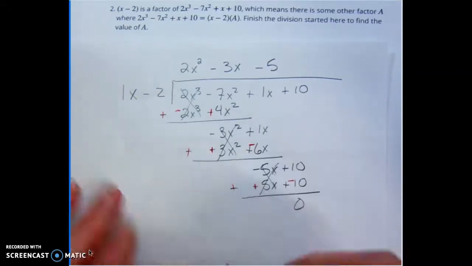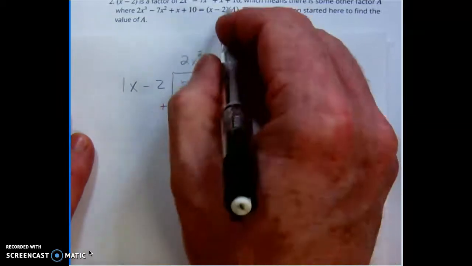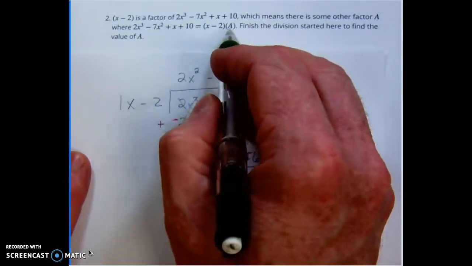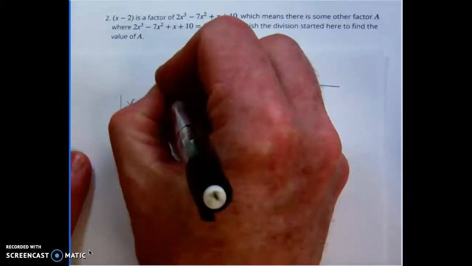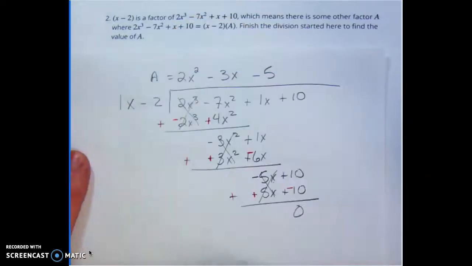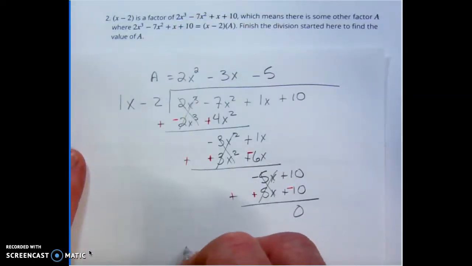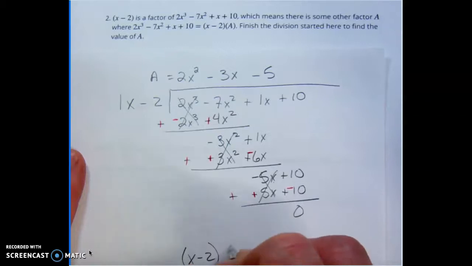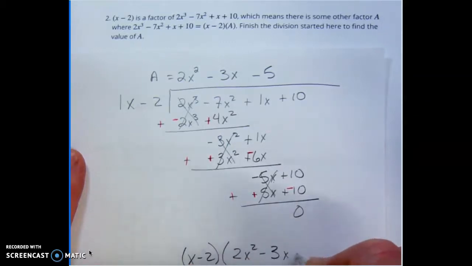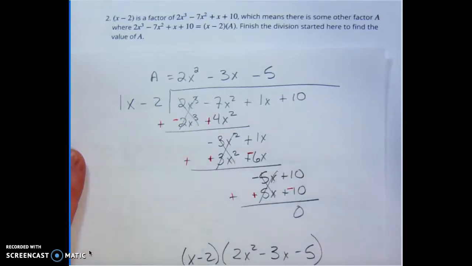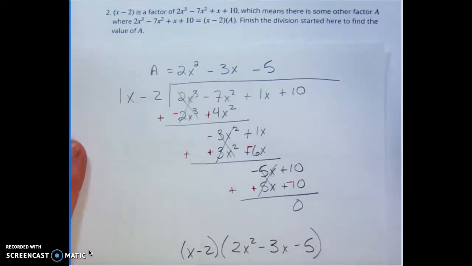So we're done. So we know that our value of a up here would be that. So we could rewrite this as x minus 2 times 2x squared minus 3x minus 5.